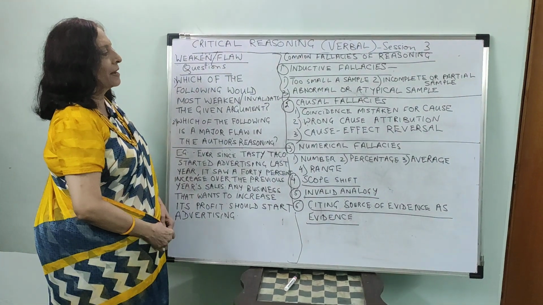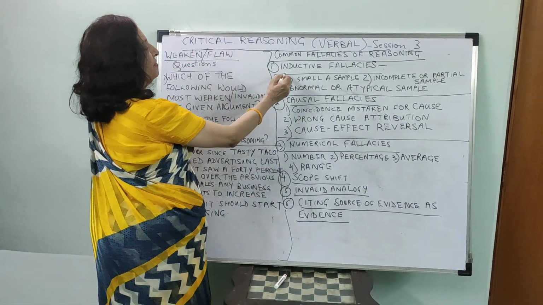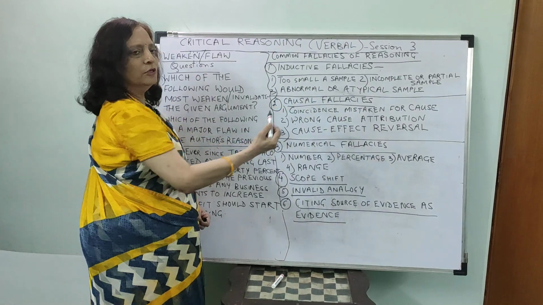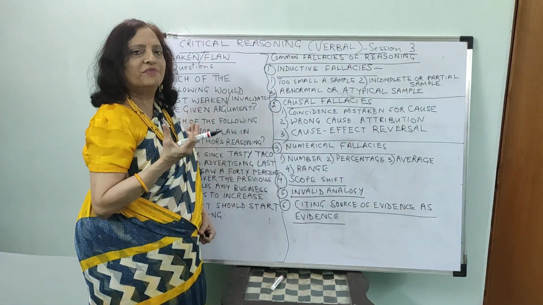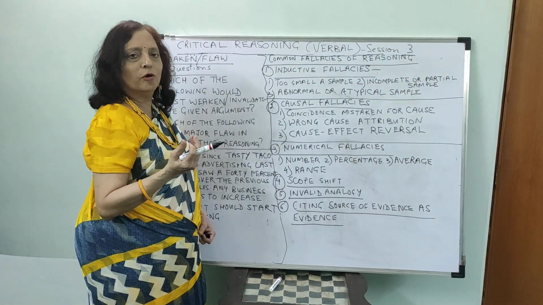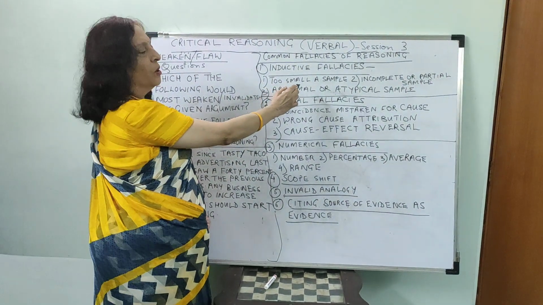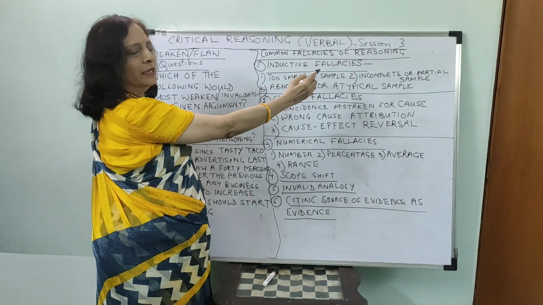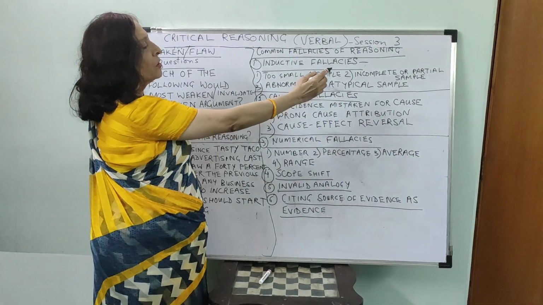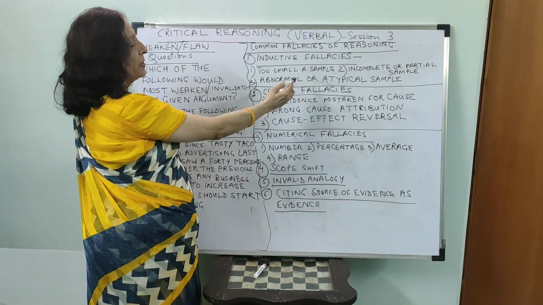The first bunch of fallacies is called inductive fallacies, which has something to do with the type of evidence that the author has provided, if it is in a survey form or a sample form. So first of all, it could be too small a sample. Second, it could be an incomplete or partial sample. And third, it could be an atypical, that is non-typical or abnormal sample.